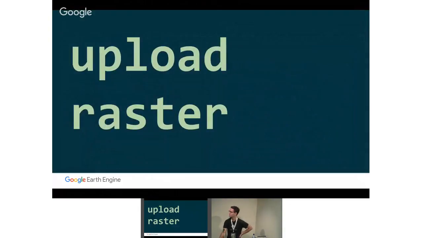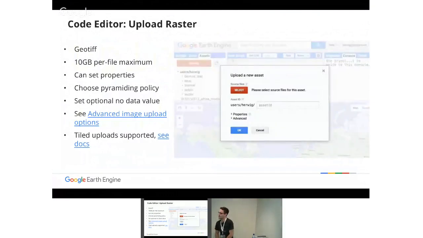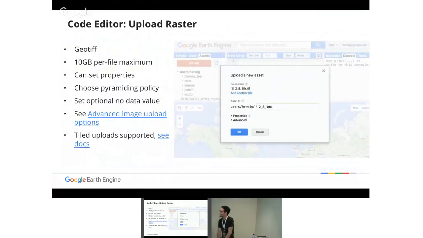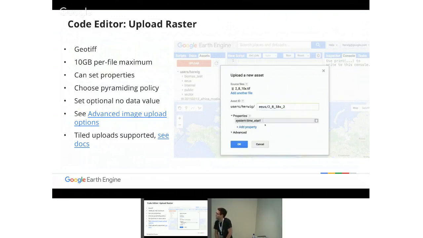Okay, so now to another fun section. Let's talk about how you can upload your raster data and use it in Earth Engine. We'll start with the code editor, where you can use the interface to upload GeoTIFFs and add them to your account. Right now we support GeoTIFF for upload.